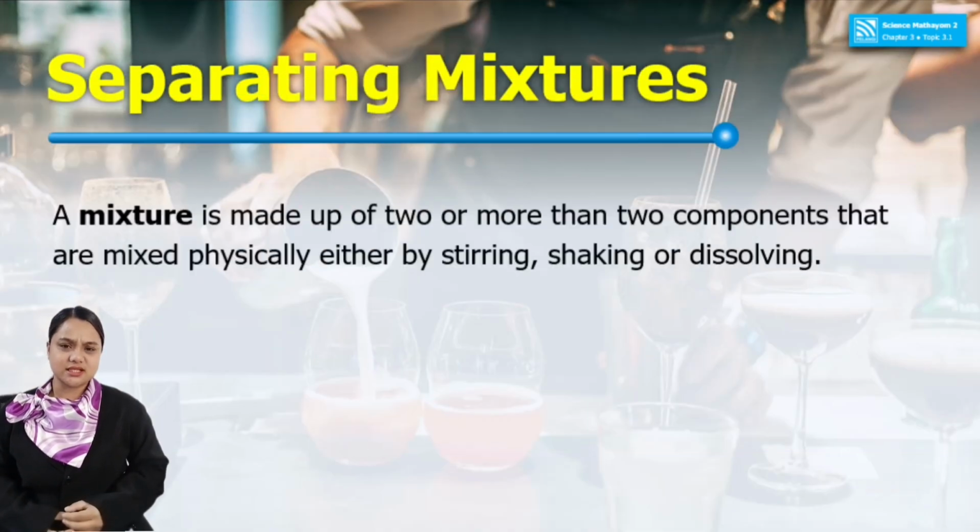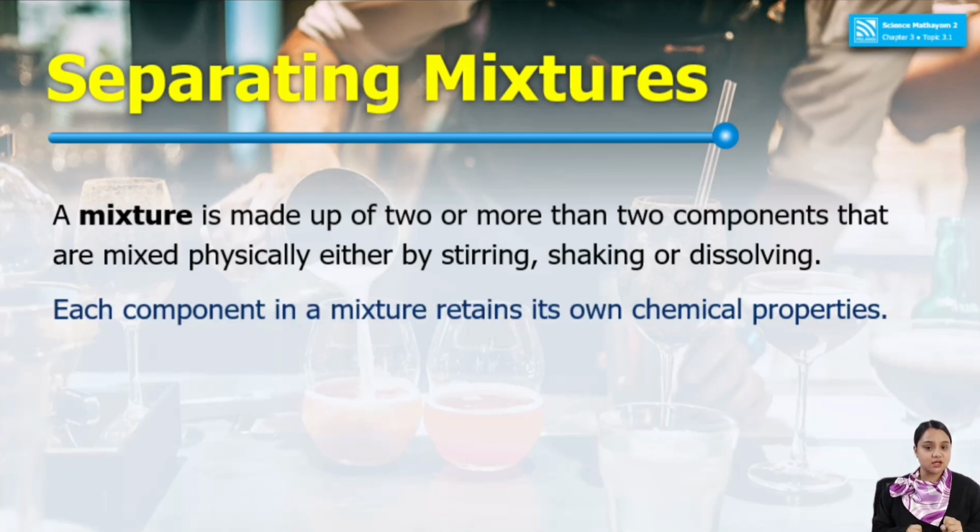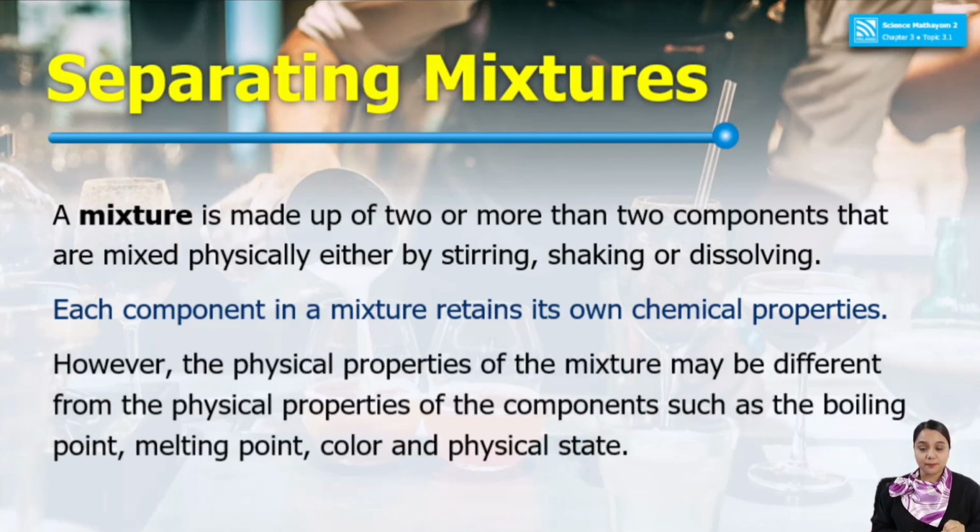So what is a mixture? A mixture is made up of 2 or more substances that are physically mixed together. The substances keep their own properties because no chemical reaction happens. For example, salt mixed with water is a mixture.